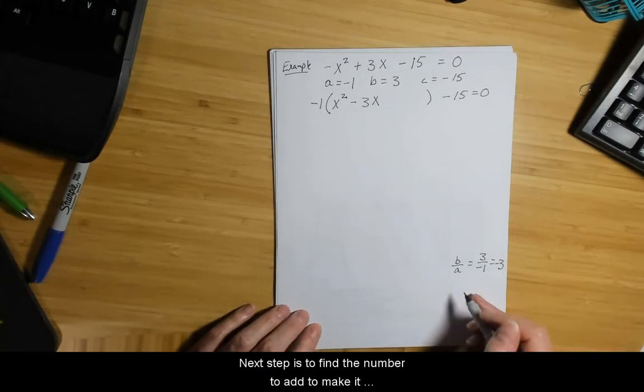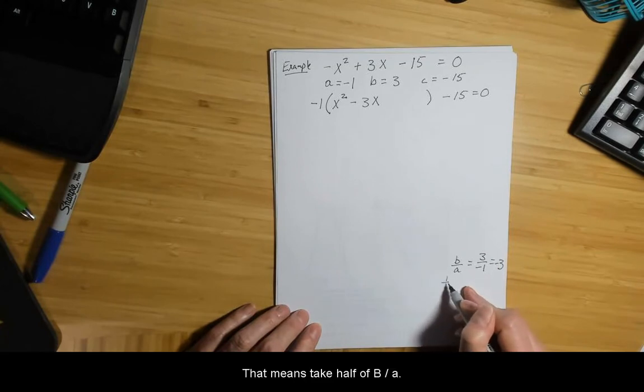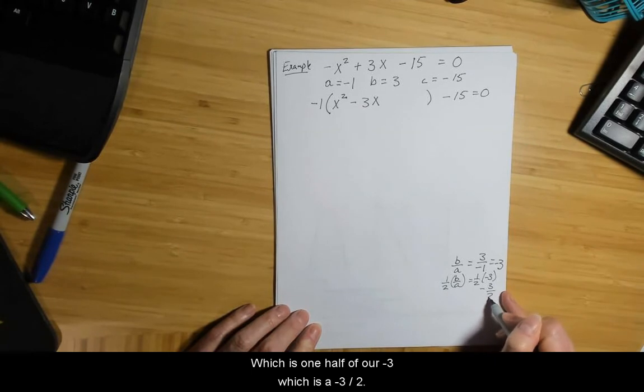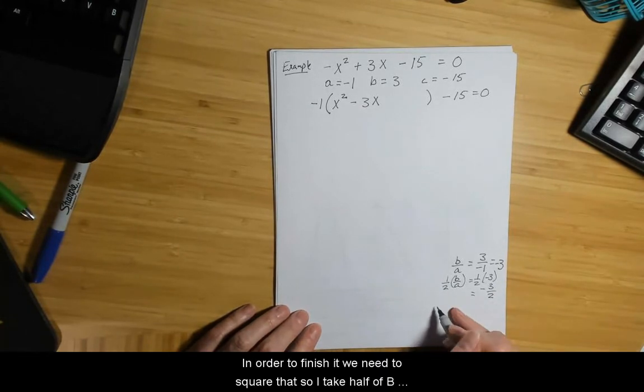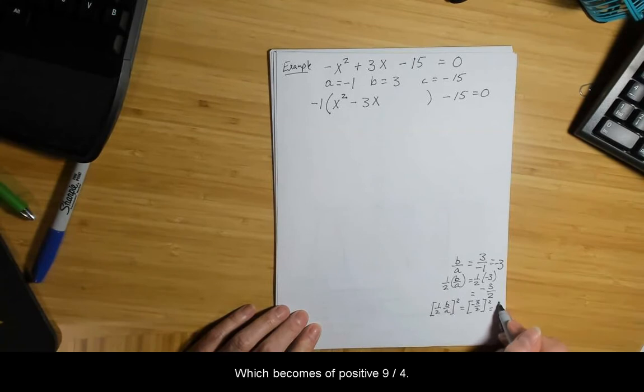Next step is to find the number to add to make it factor as a perfect binomial squared. That means take half of b over a, which is 1/2 of our negative 3, which is a negative 3 over 2. In order to finish it, we need to square that. So I take half of b over a and I square it, which is negative 3/2 squared, which becomes a positive 9 divided by 4.